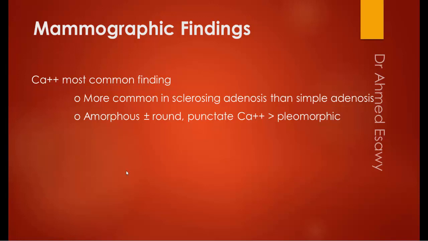Mammographic finding in fibroadenosis: calcification is the most common finding. It is more common in sclerosing adenosis than simple adenosis. Amorphous calcification may be round and punctate, more than pleomorphic.